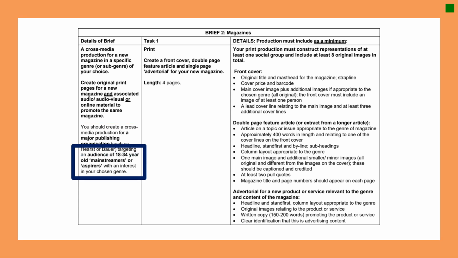Another key thing that you must do is show great awareness of the audience throughout this written piece of work. And of course it's an 18 to 34-year-old audience, and it's got to be mainstreamers or aspirers. So this is really, really important. You've got to identify what audience your magazine is for. If it's a mainstream audience, then it will be a very stereotypical representation to give that audience a security of themselves, a view of themselves in the mainstream.